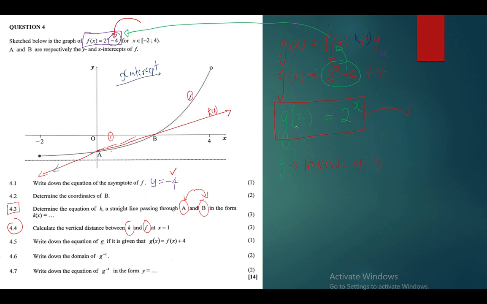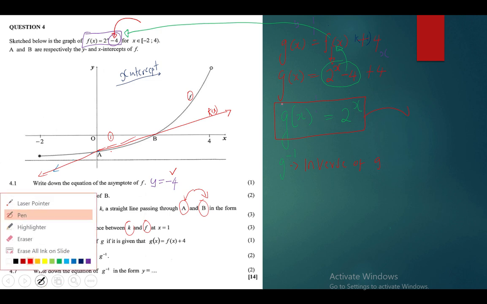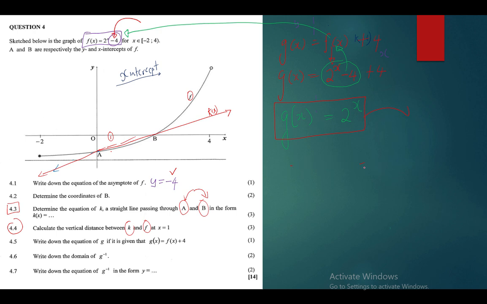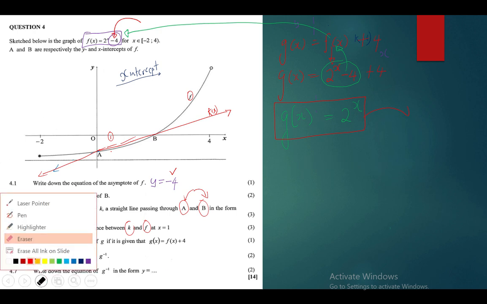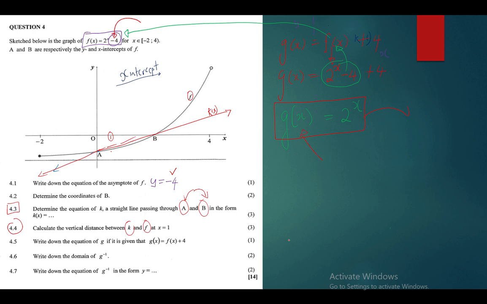Okay, let me ask you, what is the domain of g? If I say find the domain of g, what will be the domain of g? The domain of g will be x being an element of all real numbers. g of x equals 2 to the power x. First, I'm dealing with the domain of g. I will come back to the domain of the inverse of g. I'm starting with the original g, not the inverse.